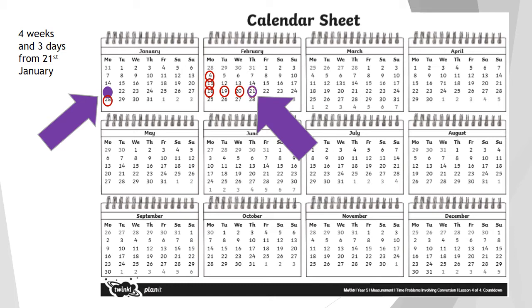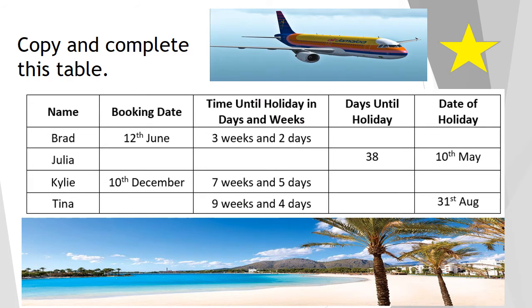You're going to be using this method today to help you answer the following questions. In your books, I'd like you to copy and complete this table. And then using your calendar, you're going to work out how many days there are until Brad, Julia, Kylie, and Tina can go on their holidays. So you'll see that Brad booked his holiday on the 12th of June. And he's counting down the days till he can go. He can go on holiday in 3 weeks and 2 days.